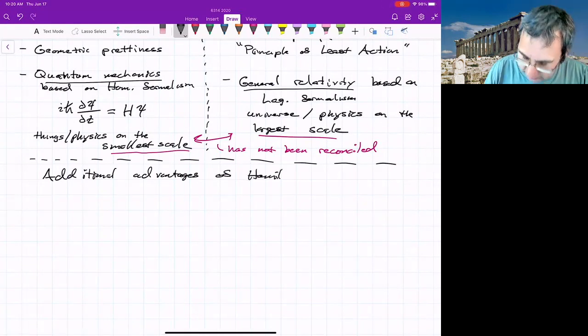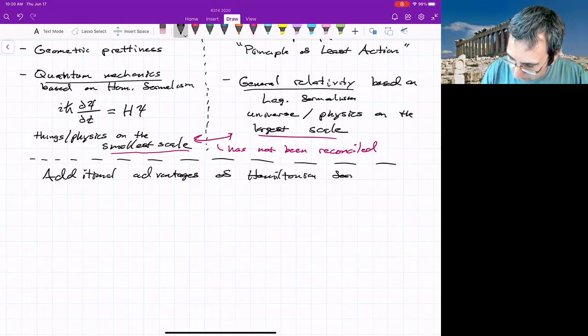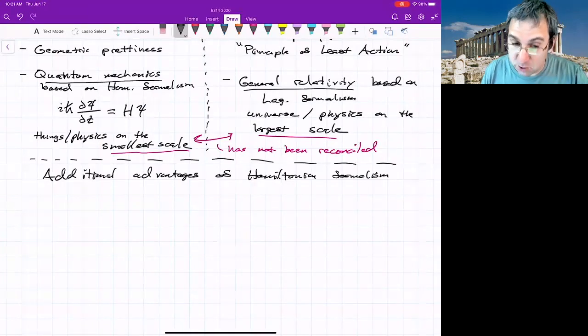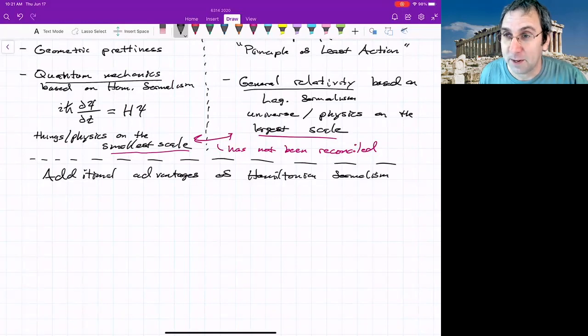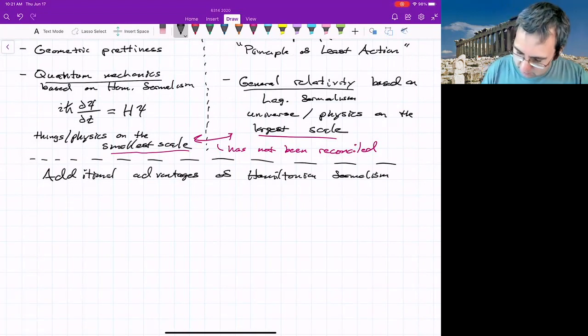And historically, it came later. It's based on someone named Hamilton, not the one that the musical is based on. Not Alexander Hamilton. In fact, I don't even know his first name. It's an Irish mathematician named Hamilton. He also came up with quaternions, but you know, his big thing is this Hamiltonian stuff.